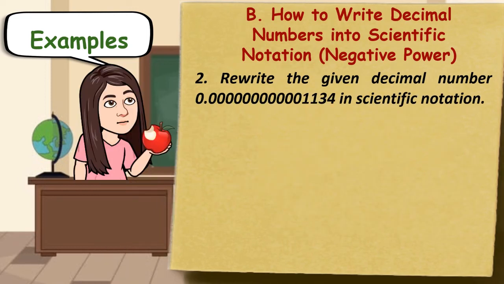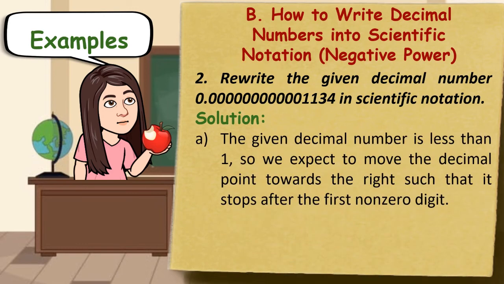Example number 2. Write the given decimal number 0.000000001134 in scientific notation. Here is the solution. For letter A, the given decimal number is less than 1, so we expect to move the decimal point towards the right such that it stops after the first non-zero digit.